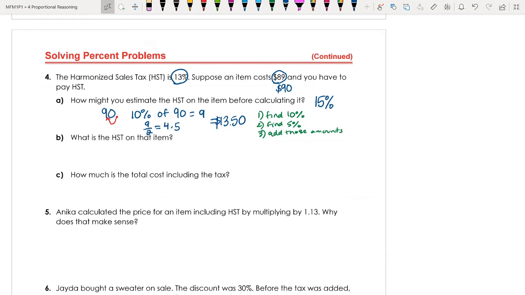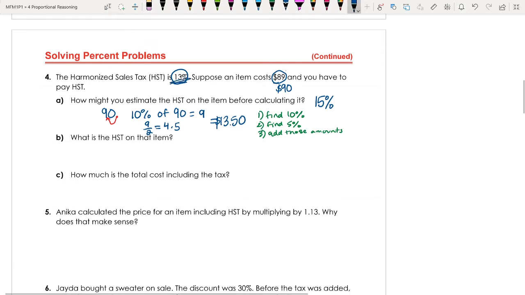So what is the HST on the item? Now, question B is just asking us for the actual HST. So now we're going to do that calculation, and you'll see that it's going to be a little bit less than the amount that we estimated because we overestimated. And to find HST, what we're finding is 13% of 89.